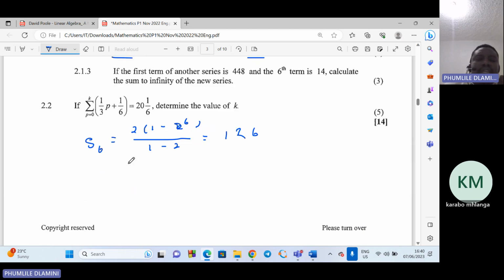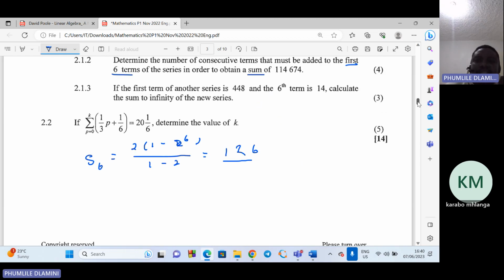Now because we have S6 here, which is 126, you take the total sum, Sn, and subtract this answer from it. What is 114 674 minus 126? You will find that your answer is going to be 114 548.